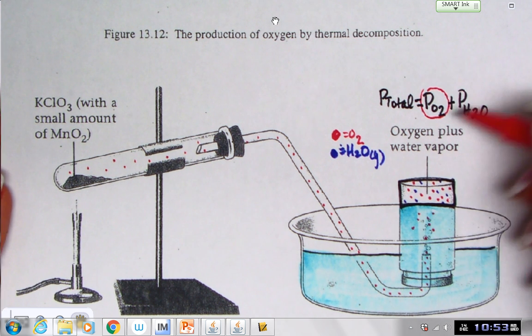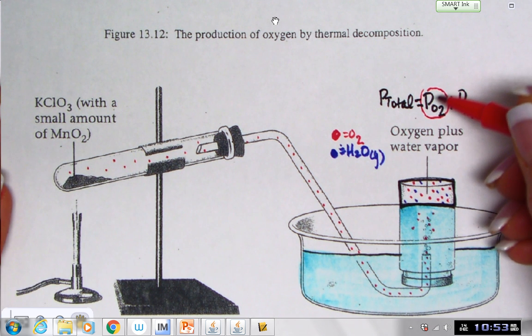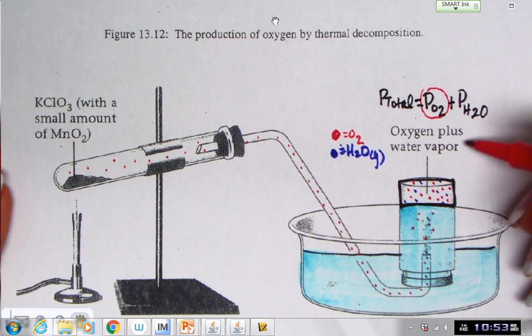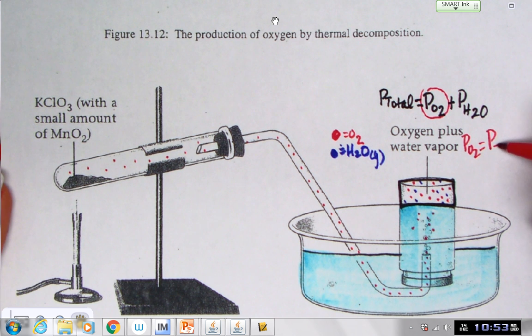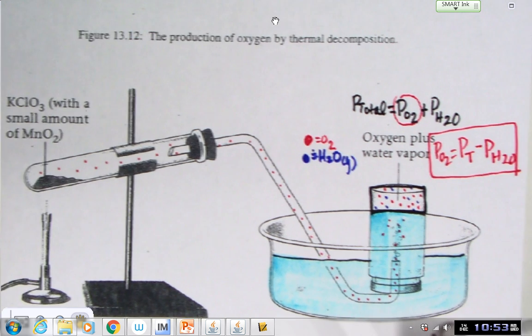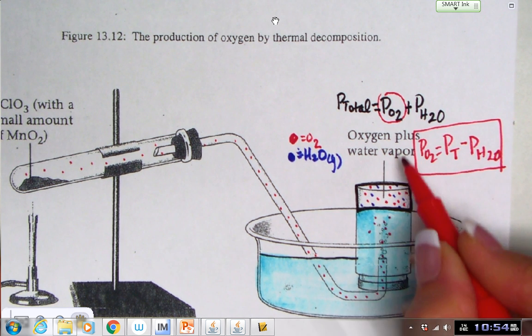So if you just mathematically solve for the X here, which is your P of O2, then this formula becomes: pressure of O2 is equal to the P total minus the pressure of water, because we have to subtract out the water vapor. This is the form of Dalton's law that we will be using to isolate the partial pressure of the gases we collect.